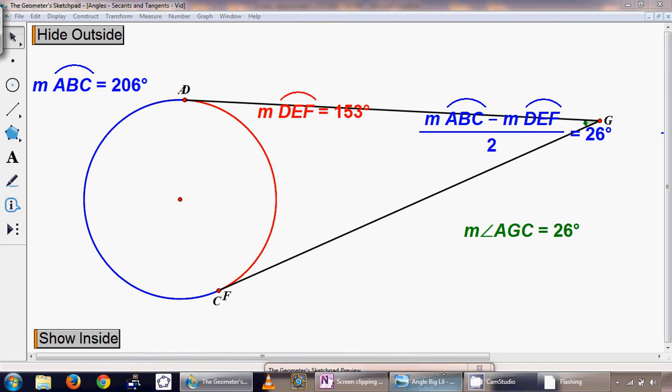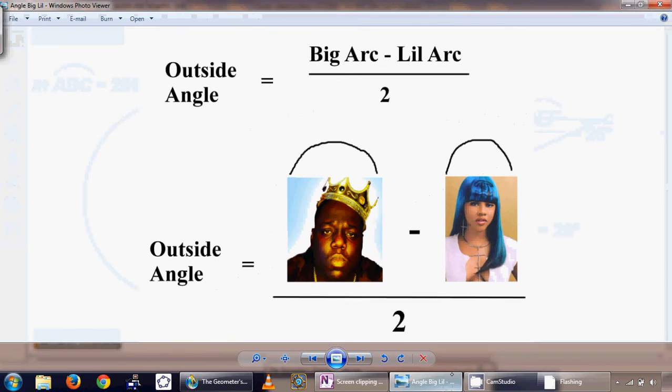And then one way I like to remember this is the big-little theorem. You know, formally we have a name for it, but informally I like to call it that outside angle is going to equal the big arc, the biggie arc. Take away the little arc. Big arc minus little arc.